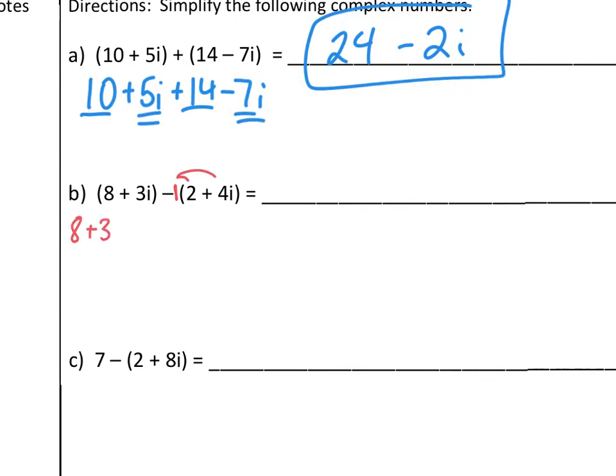So 8 plus 3i, I can drop those parentheses. But now I've got negative 1 times 2, negative 2, and negative 1 times 4i, negative 4i. Okay, so go ahead and simplify that, get your complex number, and then do letter C.